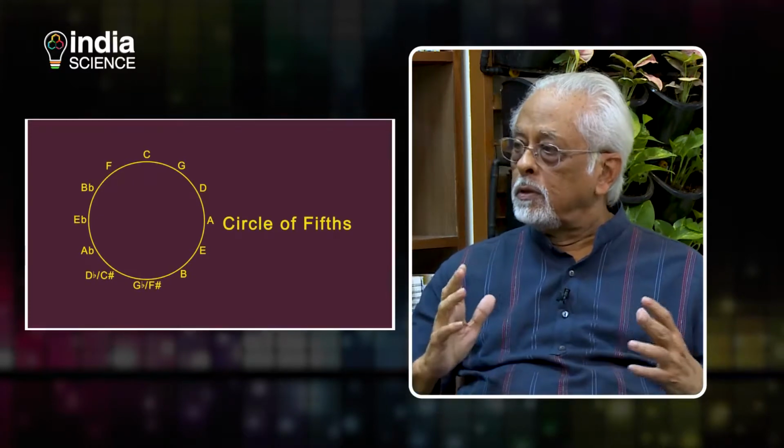And the whole of the Western harmony is based on this circle of fifths. But if you go the other way around, instead of going clockwise by a fifth every time, then you will find, for example, C will be followed by F, that will be followed by B flat. These are differences of 4.